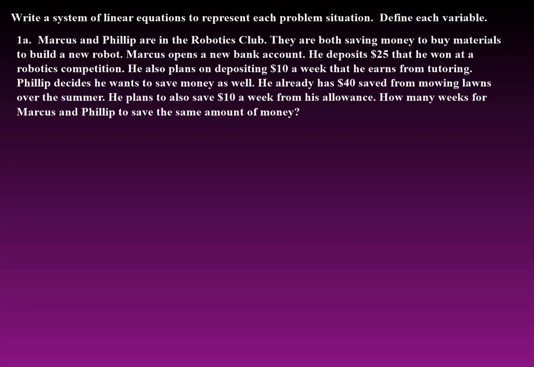All right, so let's first start with our variables. So we have x and we have y. x is going to be the number of weeks. y is going to be the amount saved. Okay, those are our two variables.